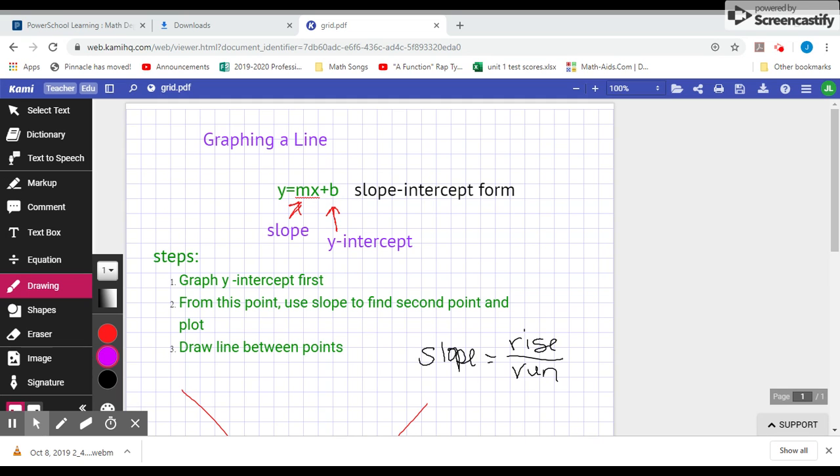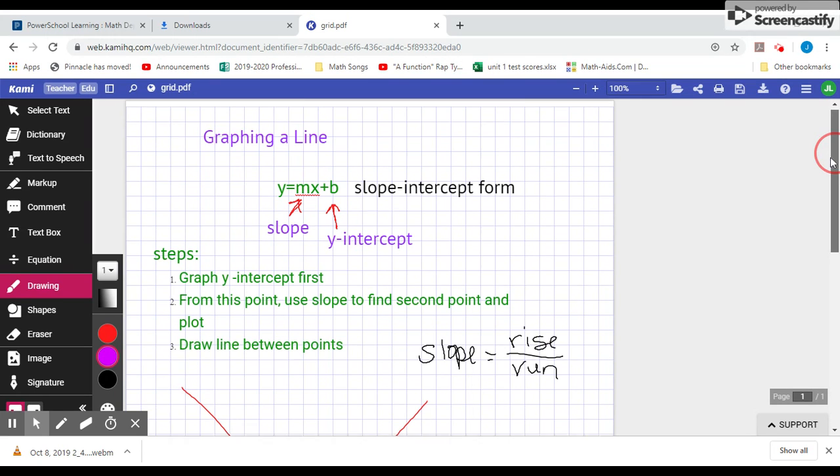So when we're looking at this equation, our m here represents the slope of our line, and our b here represents the y-intercept of our graph. So let's look at how we actually do this.